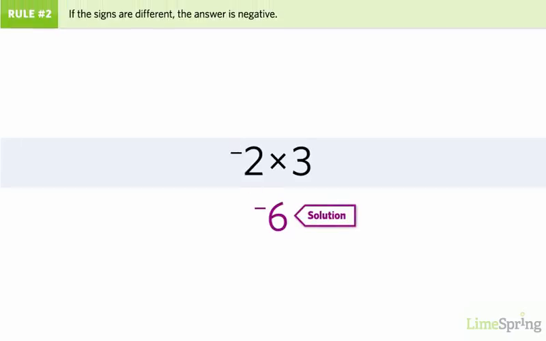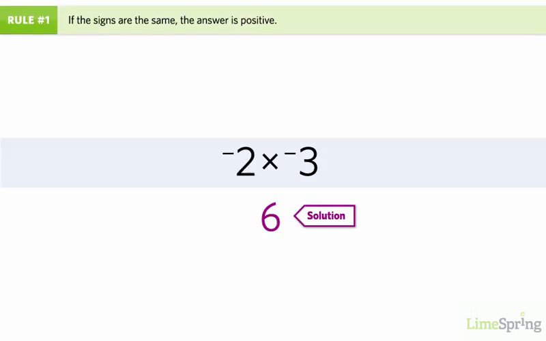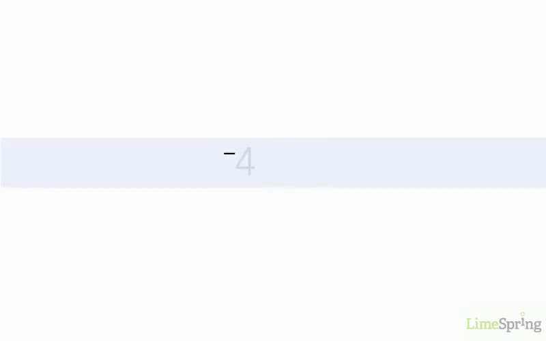For example, negative 2 times 3 equals negative 6, because negative 2 and 3 have different signs. 2 is negative and 3 is positive. However, negative 2 times negative 3 equals positive 6, because 2 and 3 have the same sign. They're both negative.